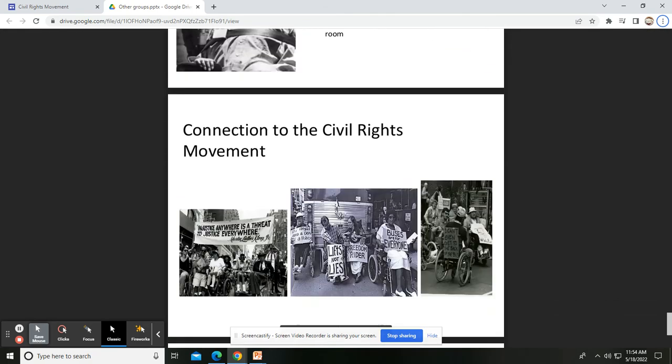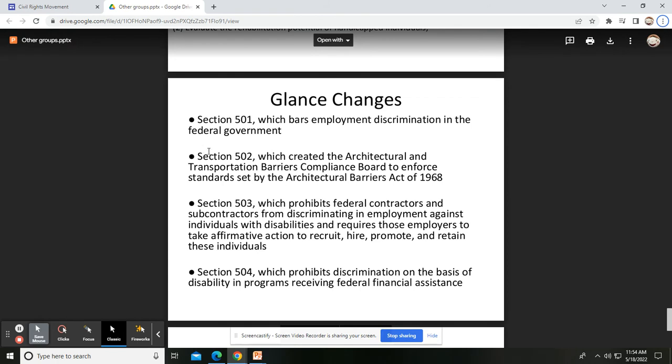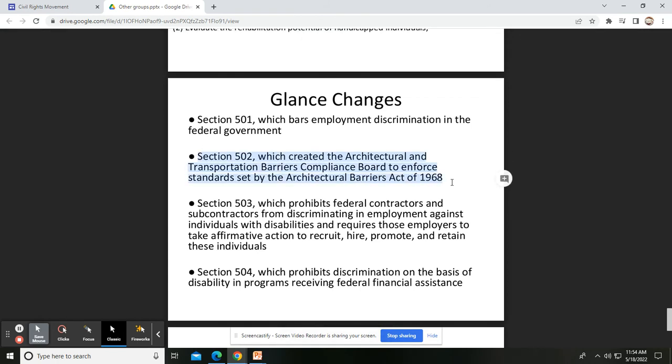And you could see that in this protest movement here. When we look at the back of this individual in a wheelchair, he says, I can't even get to the back of the bus. And so he's arguing, which is eventually going to lead to this particular piece of legislation being passed.